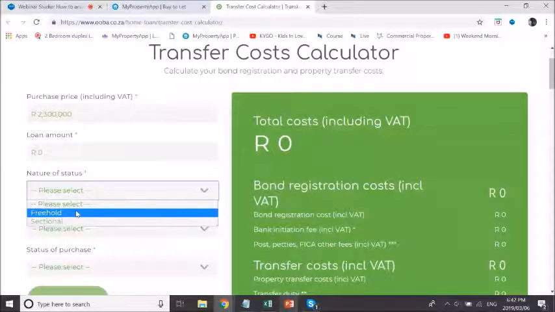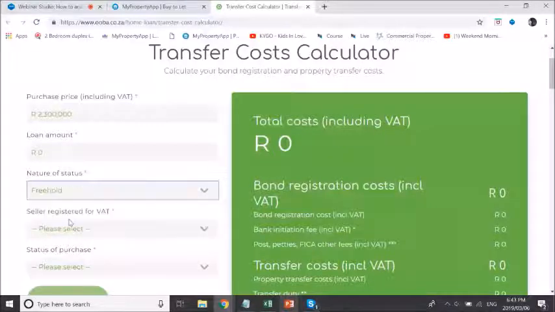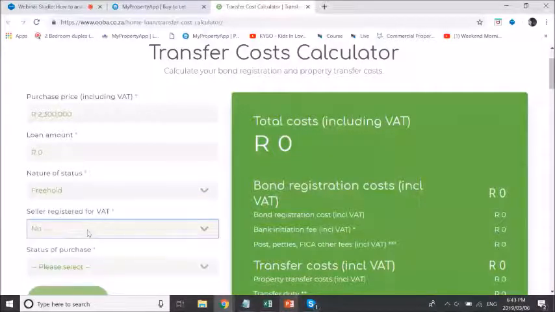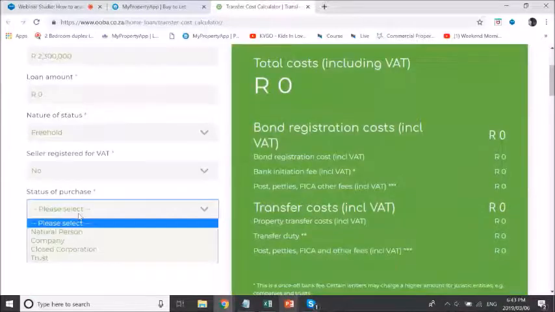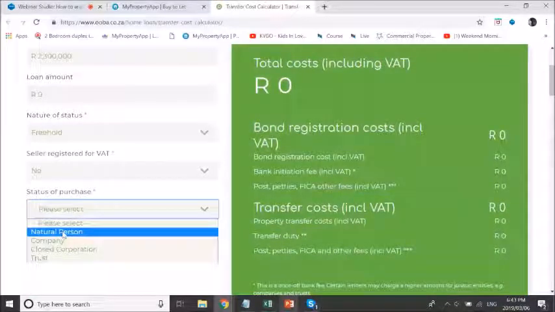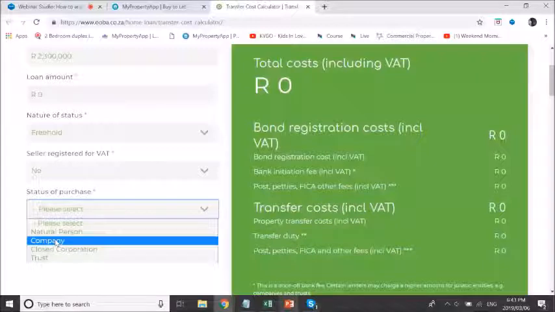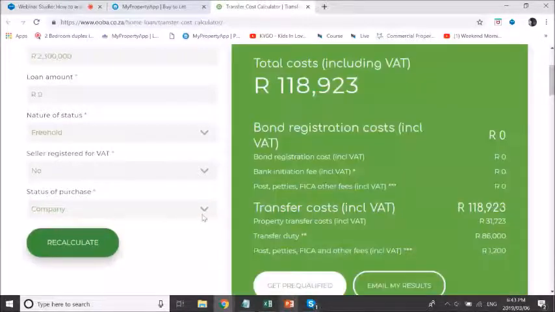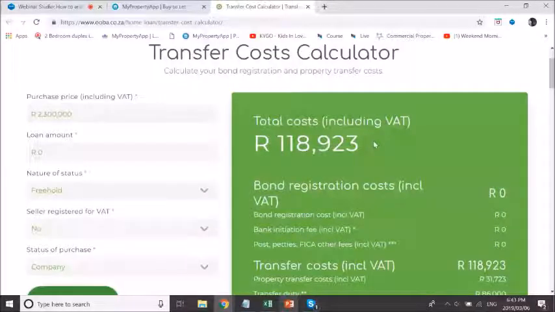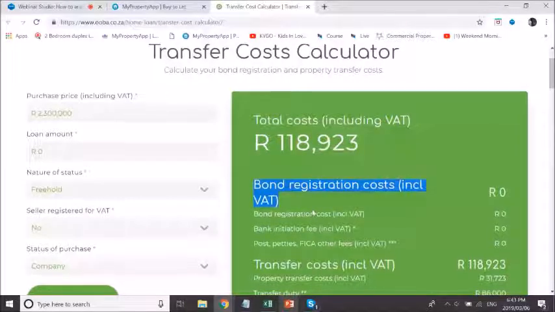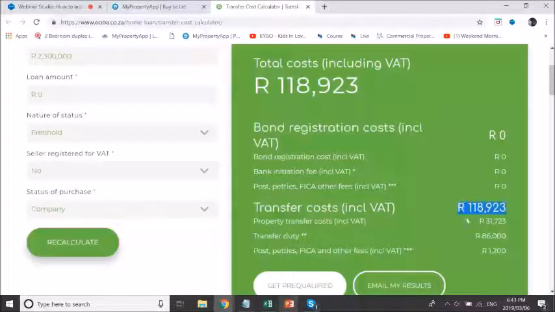Nature of status, is it a freehold property? Yes. Sectional is in an estate, so it's a freehold. The seller is not registered for VAT unless you're buying from a company, and you're going to buy either in your natural name, company, closed corporation, or trust. I'm going to buy in a company name, so calculate. And here it tells me that the transfer costs, remember there won't be bond registration costs because there's a zero loan amount. So it'll only be transfer costs of, let's call it 120.